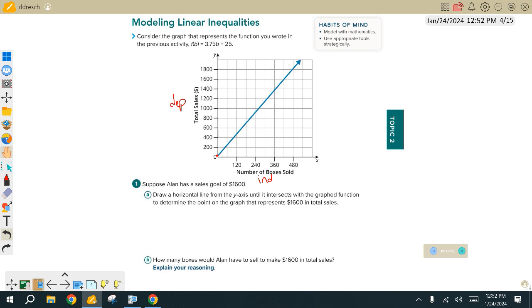And here's your sales goal for Allen. Allen's goal for his camping trip is $1,600. So what they want us to do here is figure out, if your goal is $1,600, how many boxes is that going to have to represent? And we've done some of this already. $1,600. Go find the point on that line. So $1,600 is right here. Take it straight down.